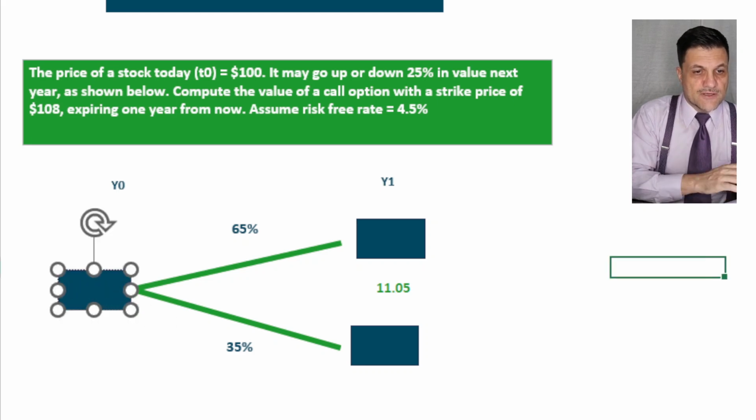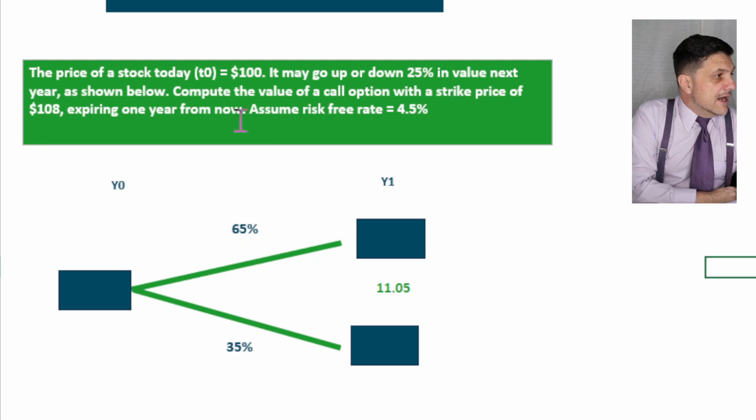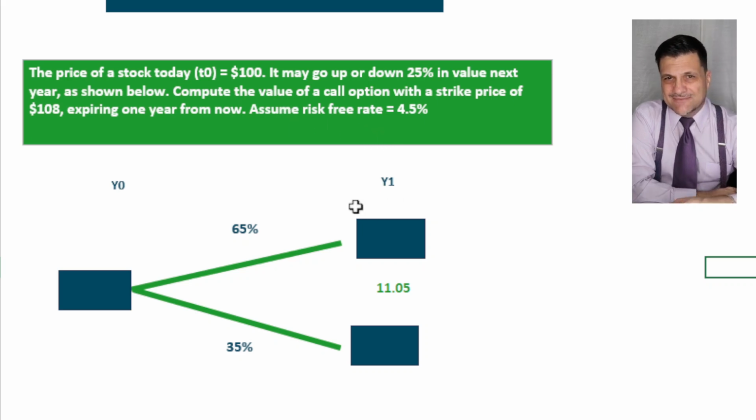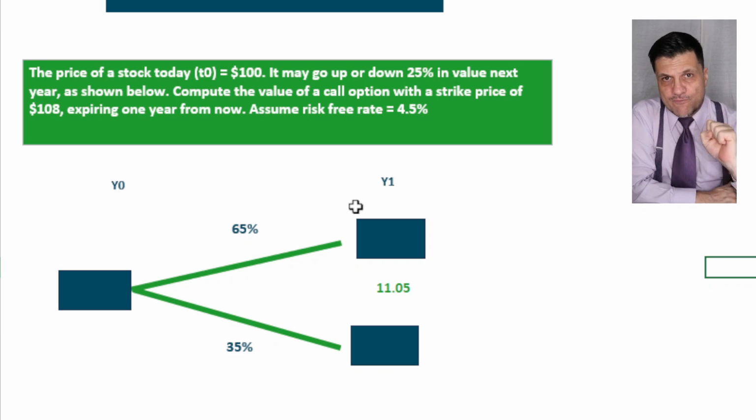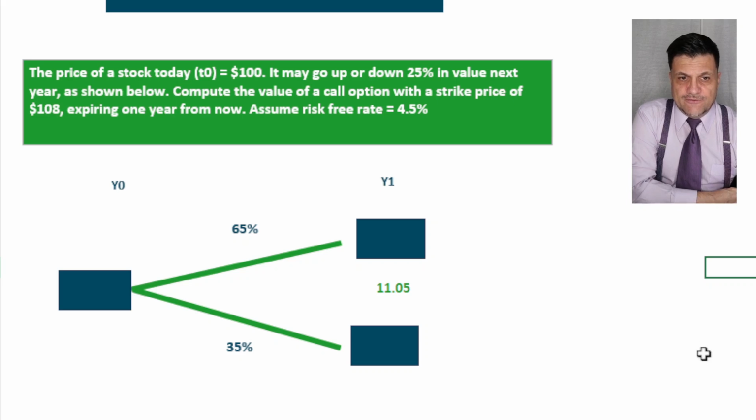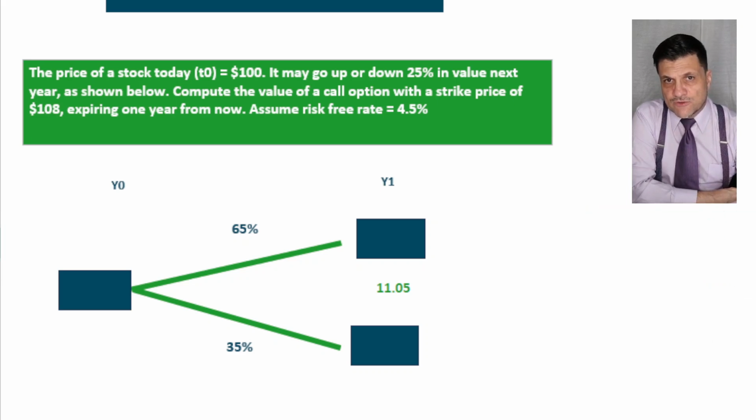Good, so let's do it. Compute the value of a call option with a strike price of 108 expiring a year from now. Assume the risk-free rate is 4.5%. Right, let's digest the process of computing the call option here. But again, I promise you will see this again in the video class on options, on derivatives. All right, think with me.